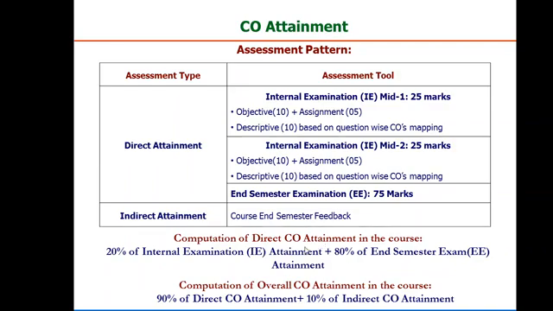Then coming to the overall attainment of CO of that particular course. In this case, 90 percent weightage is given to direct CO attainment and 10 percent weightage to indirect attainment. So for direct attainment, 20 percent internal and 80 percent end exam. For overall attainment, 90 percent direct attainment and 10 percent indirect attainment, which is the feedback. Based on these formulas, the values are calculated.